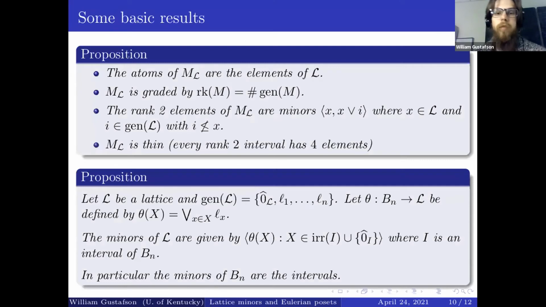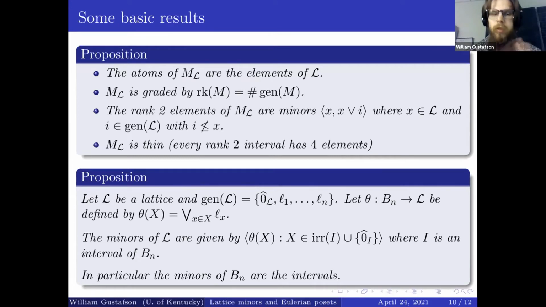So this first proposition, just these first 2 things are what I just said, that atoms are always going to correspond to the elements of the lattice, and they're always graded by the number of generators. And then here, the rank 2 elements are not so bad to describe either. You pick an element for your minimal element of that minor, and then you pick a join irreducible to go up by. And they also happen to be thin. But the second proposition here gives us another way to think about minors.